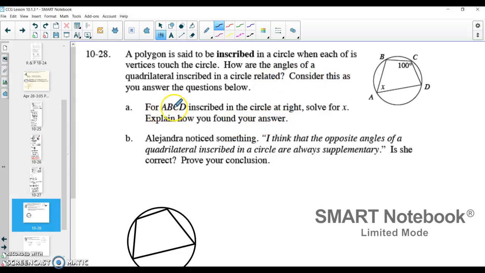So what we have is, for ABCD inscribed in a circle, we're going to try to solve for x. Your inscribed angle here is always half of what your central angle is using the same vertices. So my inscribed angle goes to vertices B and D. So I'm going to try to do a central angle here that is marked at B and D.